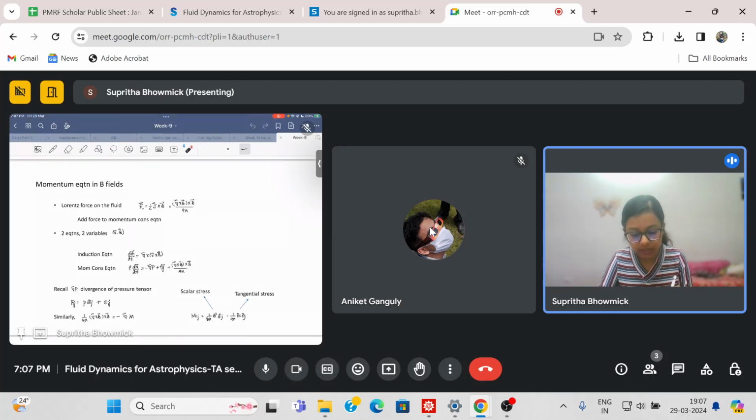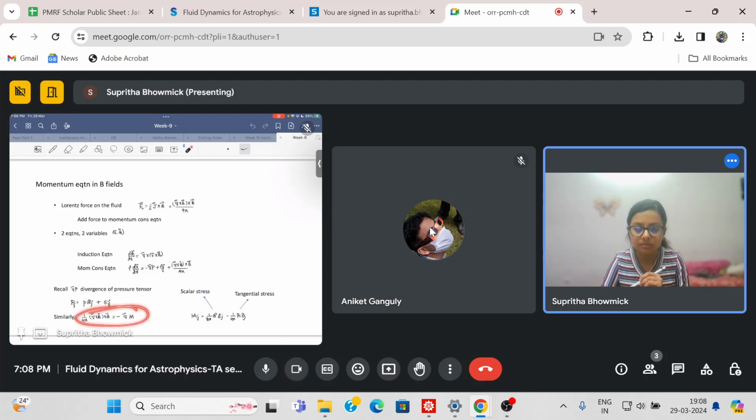Now look at this momentum conservation equation. Recall that this was the divergence of the pressure tensor, where the pressure tensor had a scalar part and off diagonal parts, the anisotropic stress tensor. Now what we can do is compare this term and this term, and say that they are on equal footing, so it should be possible for us to rewrite this term as the divergence of a tensor again.